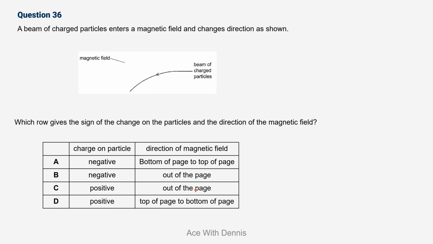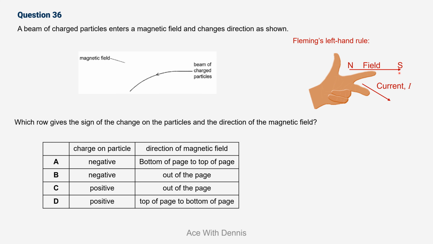Okay, so to obtain the answer for this question, we need to refer to Fleming's left hand rule. So this is Fleming's left hand rule. The index finger will point to the direction of the magnetic field from the north pole to the south pole. The middle finger will point the direction of the current flow, and the thumb will point at the direction of the force. So based on this diagram, as you can see, the beam of charged particles is flowing horizontally at first and then bends downwards, which means the force is in this direction.